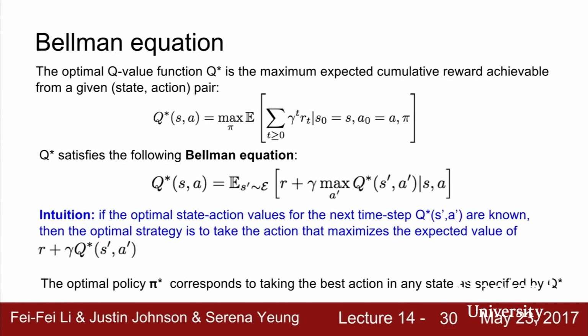We can also infer from here that our optimal policy is going to consist of taking the best action in any state as specified by q star, right? Q star is going to tell us the maximum future reward that we can get from any of our actions, so we should just take a policy that follows this and takes the action that's going to lead to the best reward.